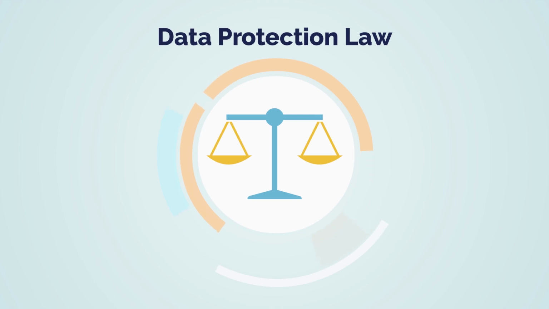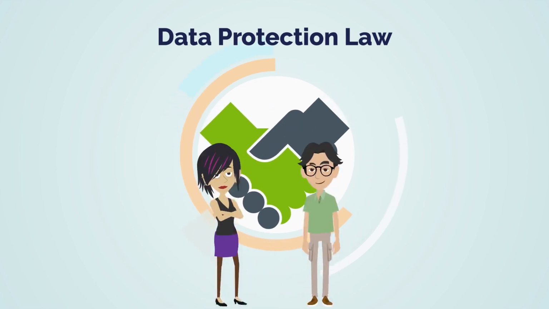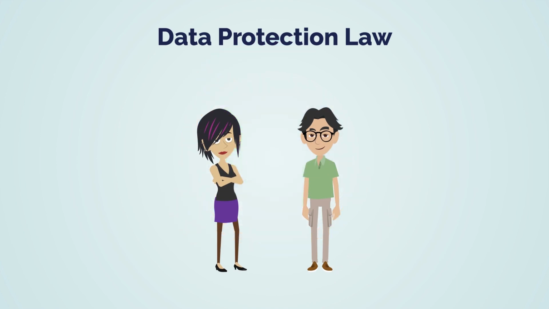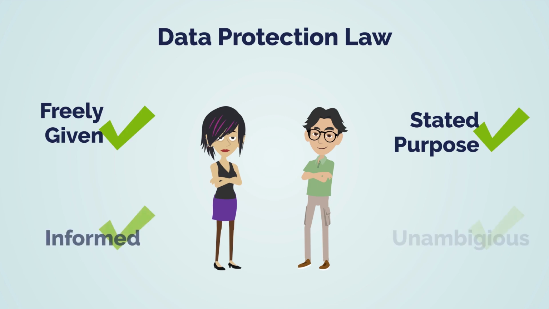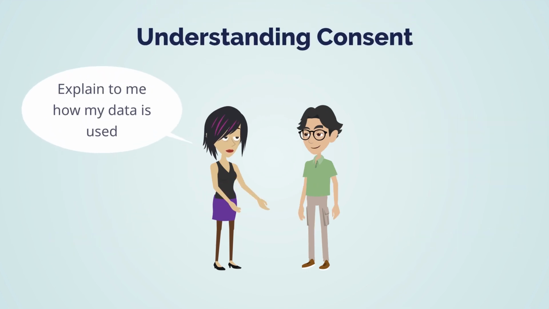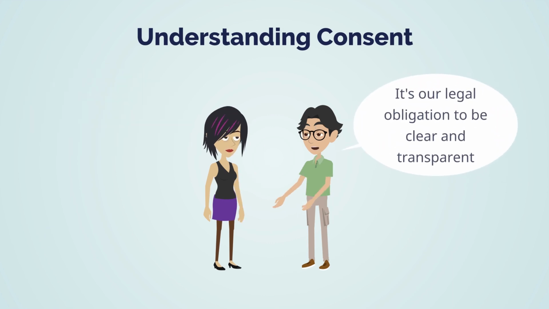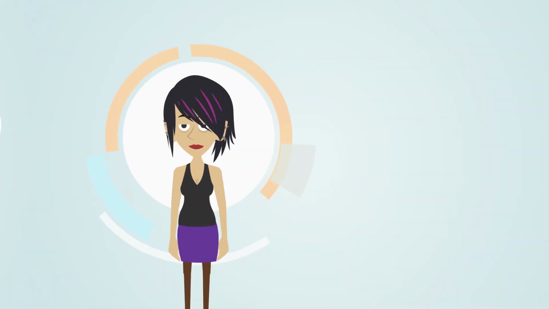Data protection law requires colleges to obtain the consent of each student in advance of processing their personal data. Your consent must be freely given for a stated purpose and must be informed and unambiguous. This means that before you consent, you must fully understand how they will use your personal data, for what purpose they will use it, and that they are fully transparent with you on how and why they will process it. It must be just as easy for you to withdraw your consent as it was to give it.